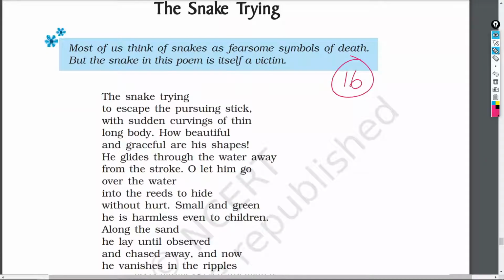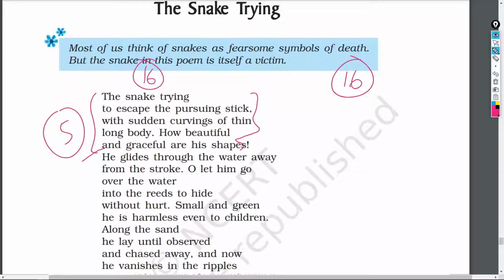The snake trying to escape the piercing stick with a sudden curving of a thin long body. My dear children, let us see. We'll continue into the first part. How beautiful and graceful are his shrieks. Up to this we'll see. So the first part: this poem consists of 16 lines, and in this first part there are only 5 lines. Now let us see the first 5 lines.